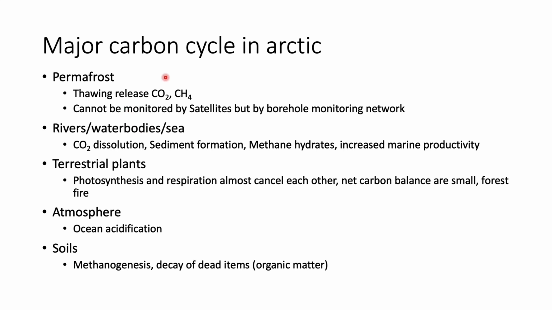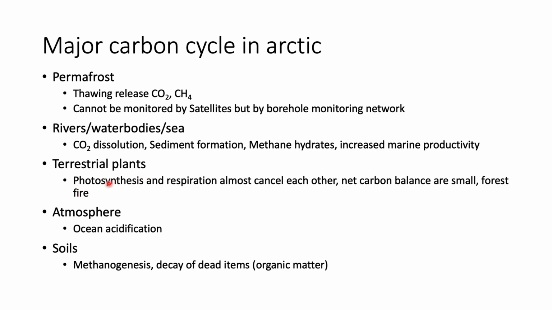So what are the major carbon cycles in the Arctic? One is permafrost. Permafrost thawing releases lots of carbon dioxide and methane. This cannot be monitored by satellite, but only by a borehole monitoring network can we actually study this process. Then rivers, water bodies and sea. Basically here in the rivers and water bodies, carbon dioxide dissolution takes place. Sediment formation is also involved. Methane hydrates can be formed, and there is increased marine productivity, because when there is more carbon dioxide in the water, phytoplankton actually use it and produce lots of photosynthesis.